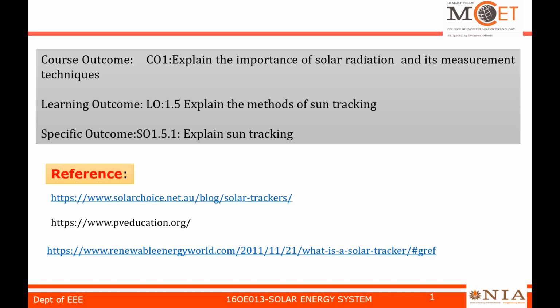In the previous lecture, we discussed solar radiation, its types, and the instruments used to measure solar radiation. The learning outcome of this lecture is to explain the methods of sun tracking. The specific outcome is to explain sun tracking. For more reference, refer to pveducation.org.